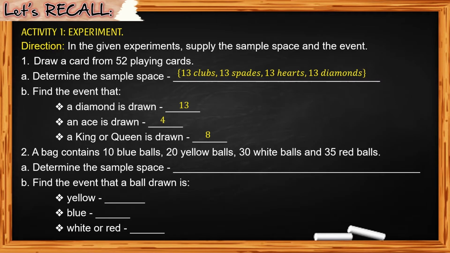For number 2, a bag contains 10 blue balls, 20 yellow balls, 30 white balls, and 35 red balls. For letter A, determine the sample space. We have 10 blue balls, 20 yellow balls, 30 white balls, and 35 red balls. For letter B, find the event that a ball is drawn. Yellow, we have 20. Blue, we have 10. White or red, we have 65.